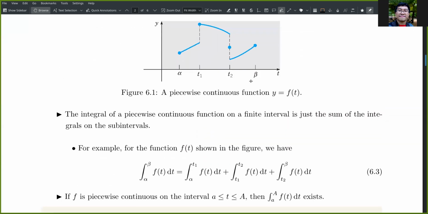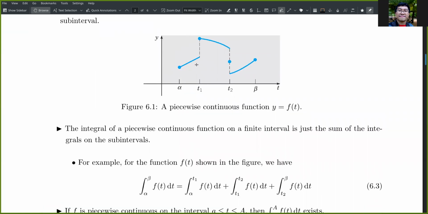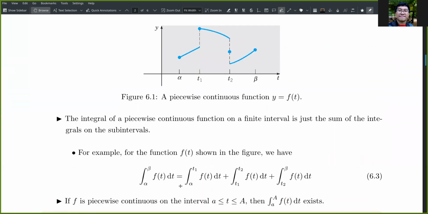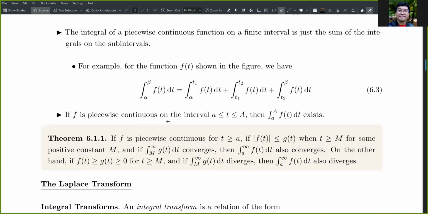An example: you have this figure where the function f(t) is discontinuous. It experiences a jump as we go from, let's say, point t1, then at point t2, it goes down to this curve. The integral of a piecewise continuous function on a finite interval is just the sum of the integrals on the subintervals. For example, for the function f(t) shown in the figure, the integral of f(t) from alpha to beta is just the integral from alpha to t1, from t1 to t2, and from t2 to beta. If f is a piecewise continuous function, then the integral exists.